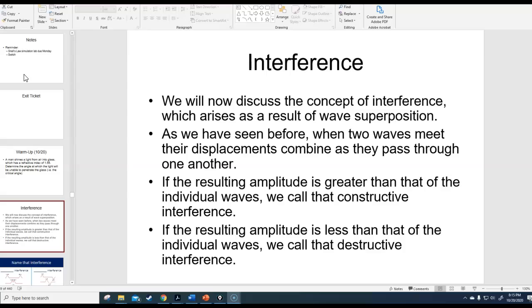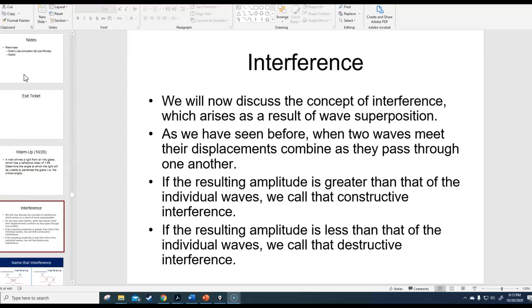Well, if you reach a point where you have two waves meeting up because of superposition, and you end up with a resultant wave that has an amplitude greater than that of the two individual waves, we call that constructive interference. Think like construction, you're building something up. You've got two waves meeting, you're forming a bigger wave. If the resulting amplitude is less than that of the individual waves, we call that destructive interference.